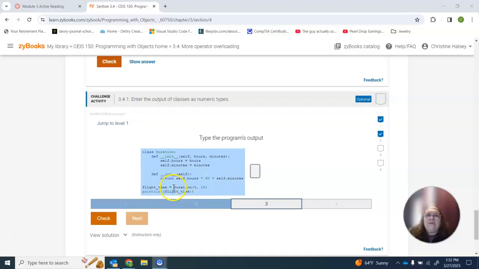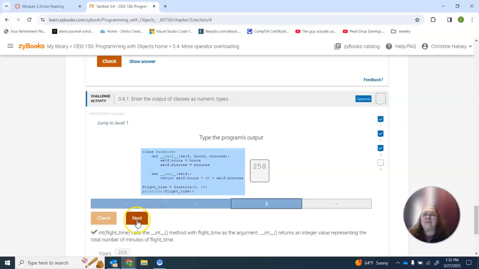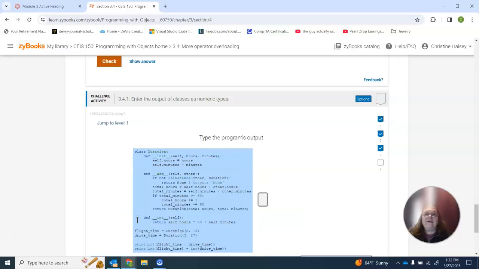Okay, so here we have flight time and a function for int, the integer function. So what it's going to return is hours times 60 plus the minutes. All right, so 4 times 60 would be 240 plus the minutes makes it 258. Okay.